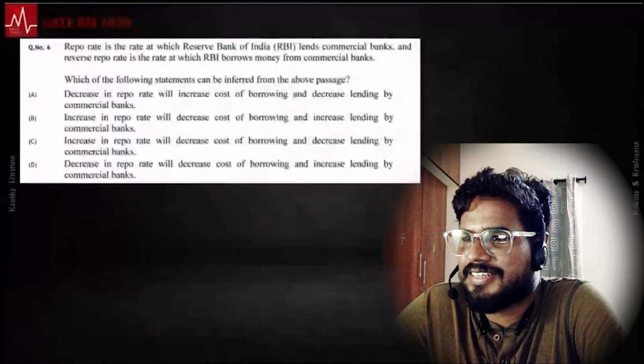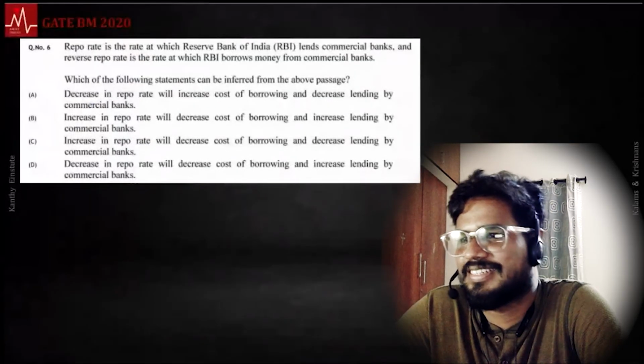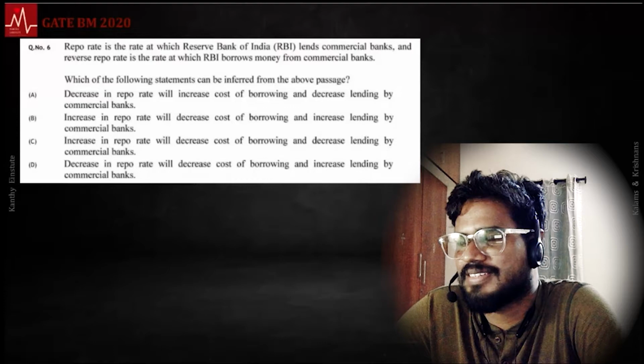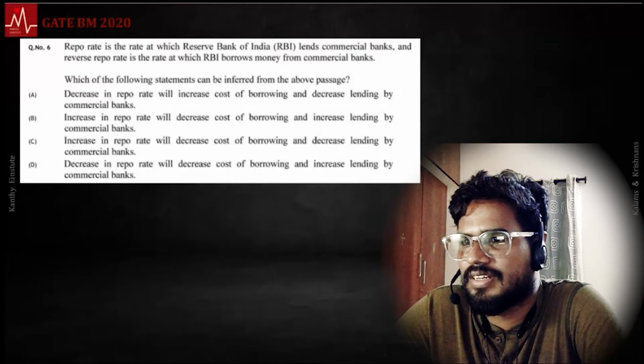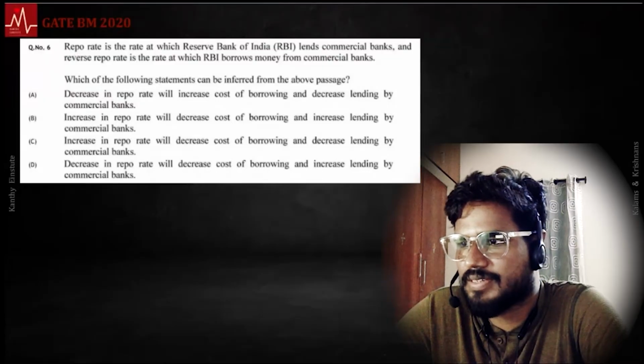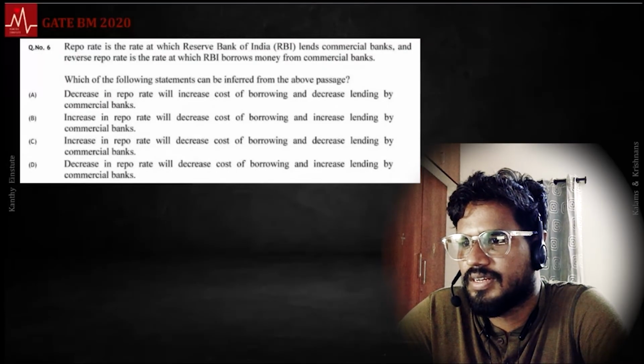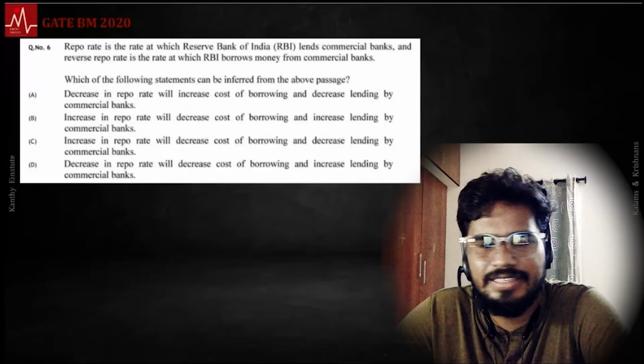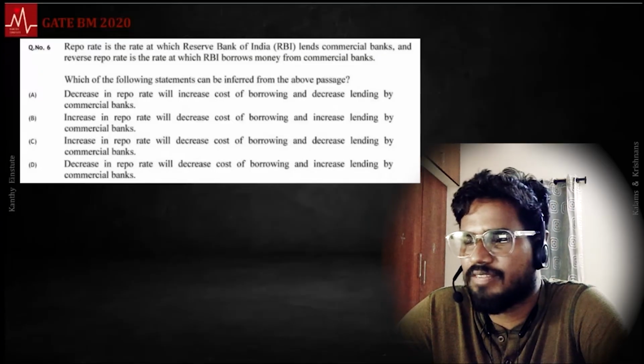Repo rate is the rate at which RBI lends to commercial banks. Reverse repo rate is the rate at which RBI borrows money from commercial banks. Which of the following statements can be inferred? Decrease in repo rate, increasing repo rate. Decrease lending by commercial banks, cost of borrowing and lending. RBI, the central bank, is a bit confusing.